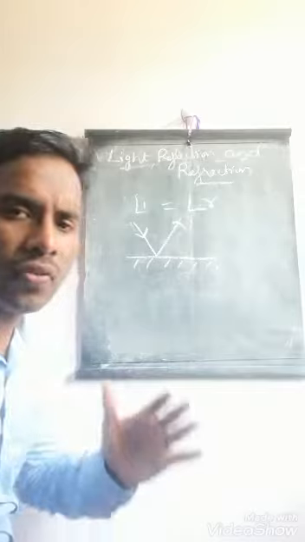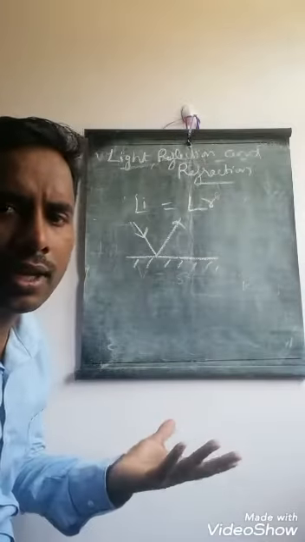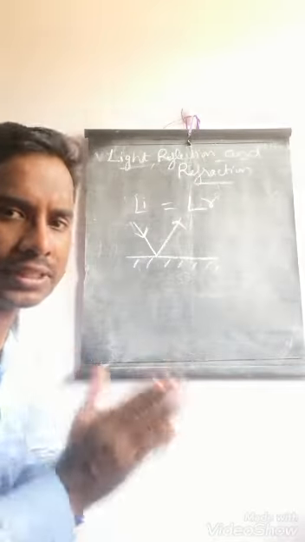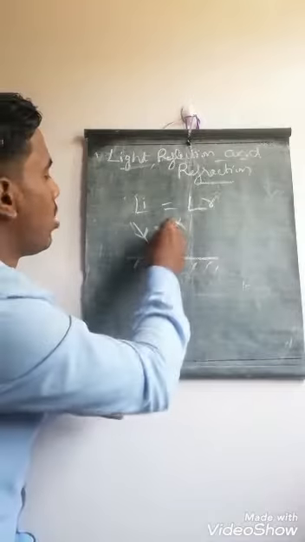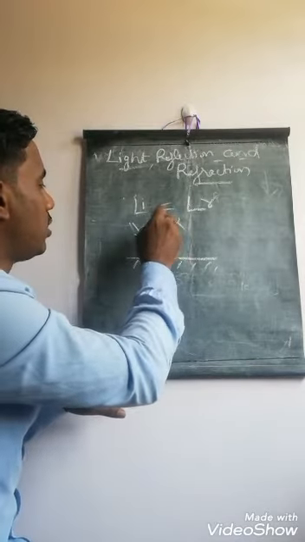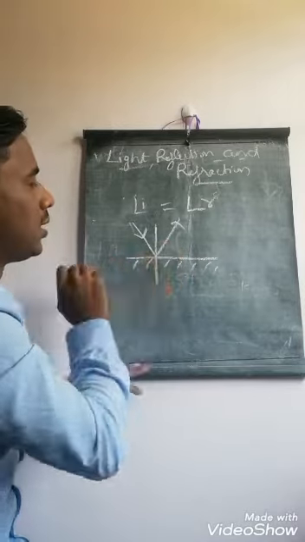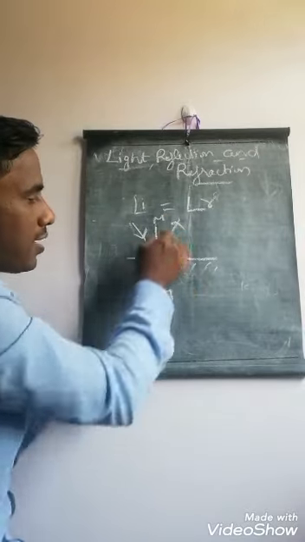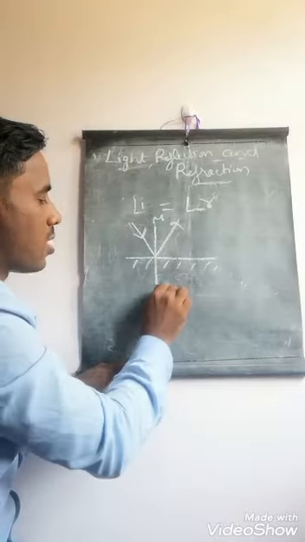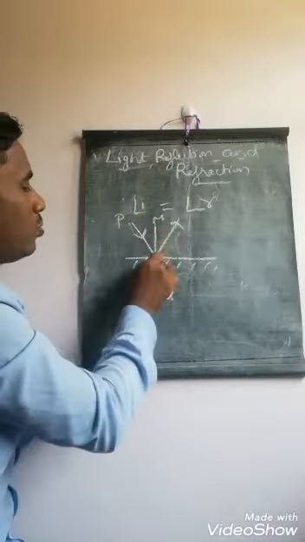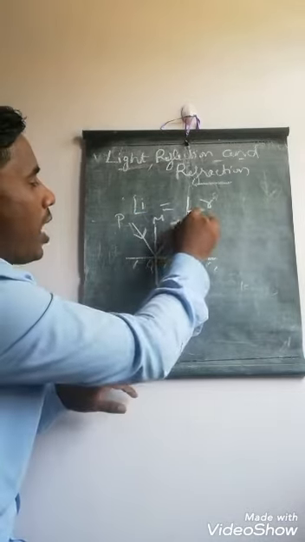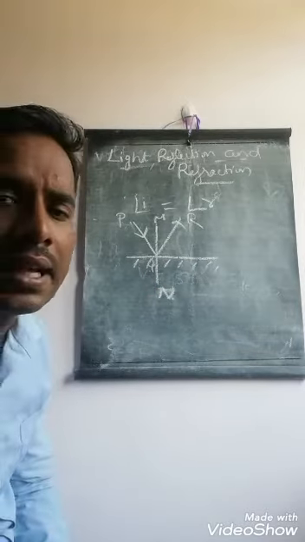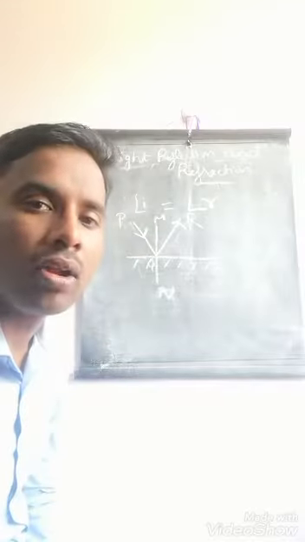So here, in order to study the angle of incidence and angle of reflection, we need a reference. So we draw a line here, and that is called the normal. Here this line MN is called the normal, and PQ is the incident ray and QR is the reflected ray. So what is the first law stating? That angle of incidence is equal to angle of reflection.